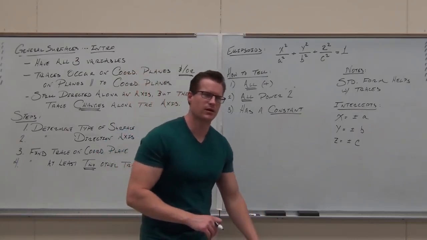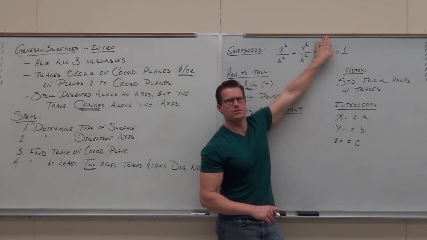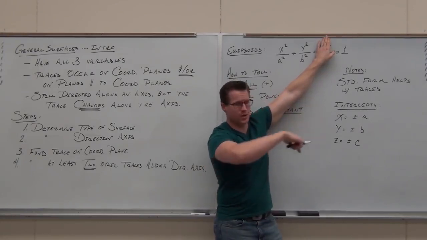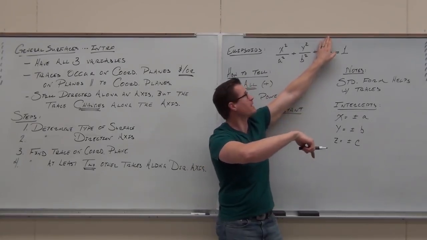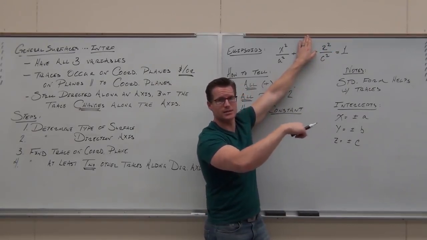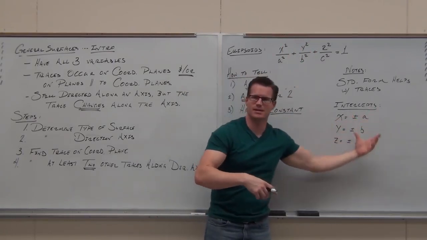Furthermore, if you really think about it, if I let z equal 0, do you see that that gives me a trace of an ellipse on the xy plane, just like this? And if I let y equal 0, that gives me a trace of an ellipse on the xz plane. And if I let x equal 0, that's on the yz plane. That's where we're getting these intercepts from.